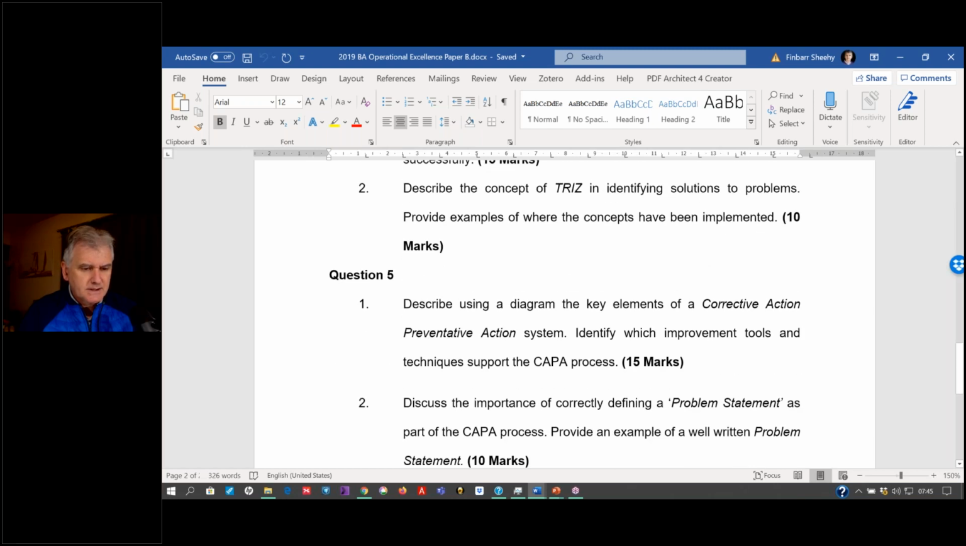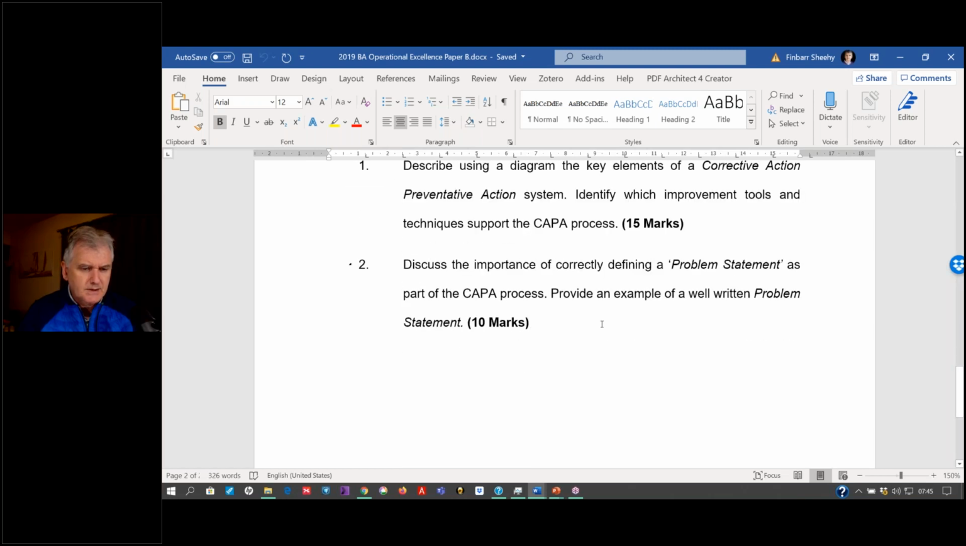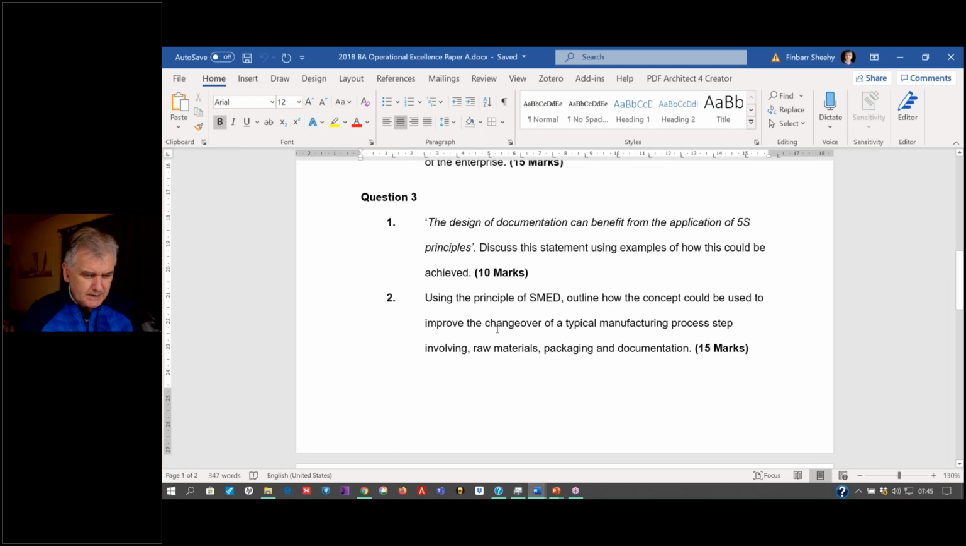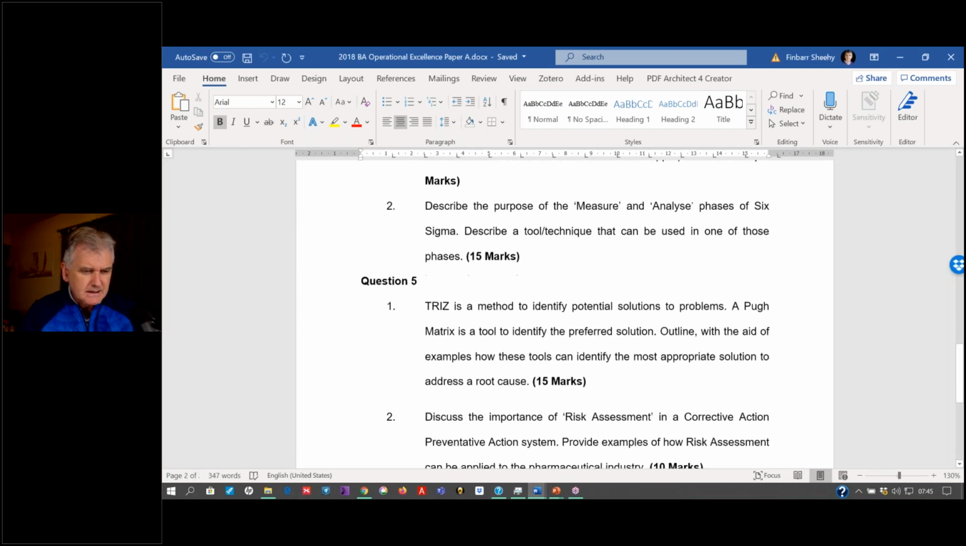Question 5, describe using a diagram the key elements of corrective action. Again, that's just draw the diagram. That would be closed book. Identify which improvements. So we've looked at this one already. Discuss the importance of a correctly defined problem statement. Again, that's more open book. Provide an example would be okay as well. And let's look at one more and then we'll finish up in the next few minutes.